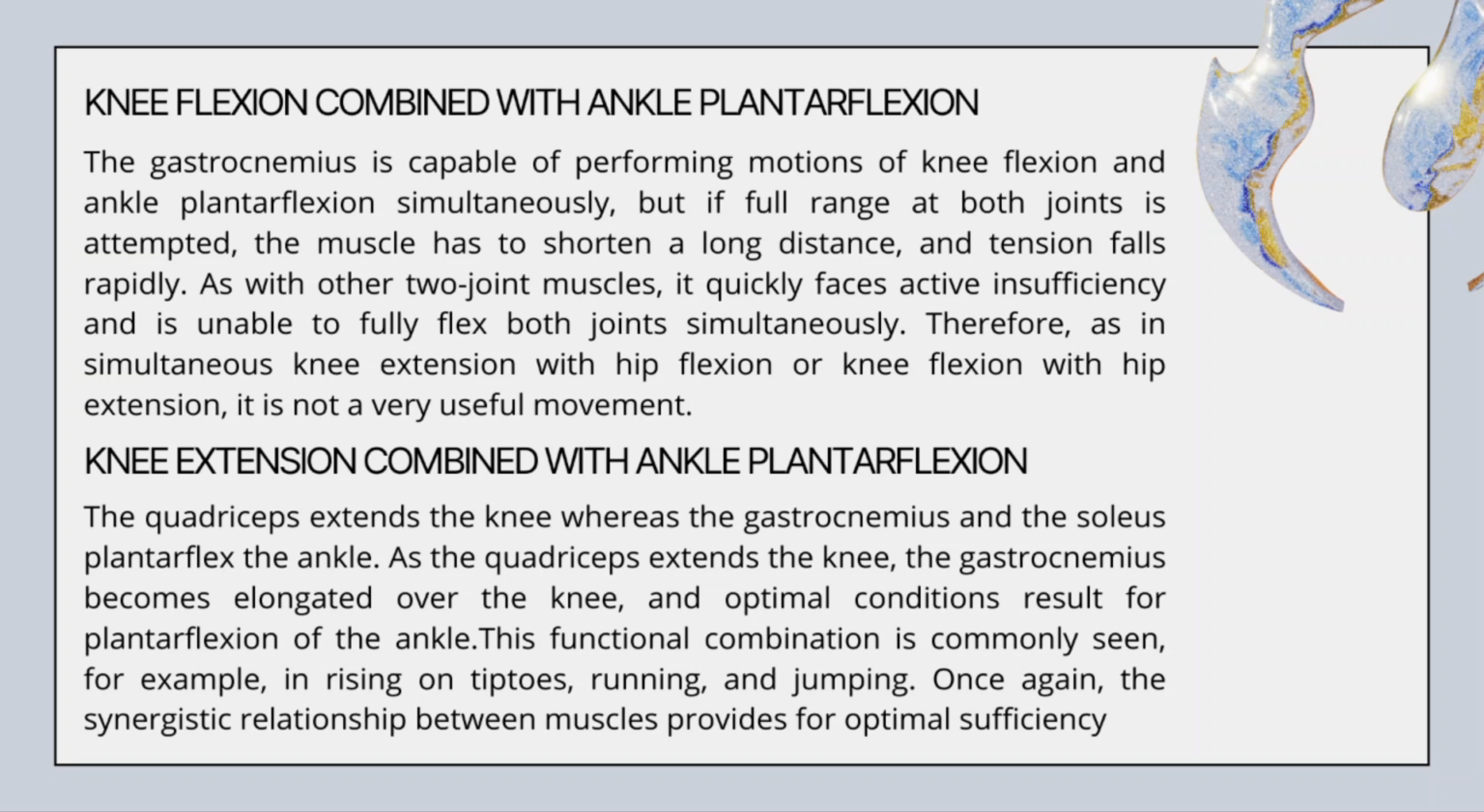The quadricep extends the knee, whereas the gastro and the soleus plantar flex the ankle. As the quadricep extends the knee, the gastro becomes elongated over the knee, an optimal condition for plantar flexion of the ankle. This functional combination is commonly seen, for example, in rising on tiptoes, running and jumping. The synergistic relationship between muscles provides for optimal sufficiency.